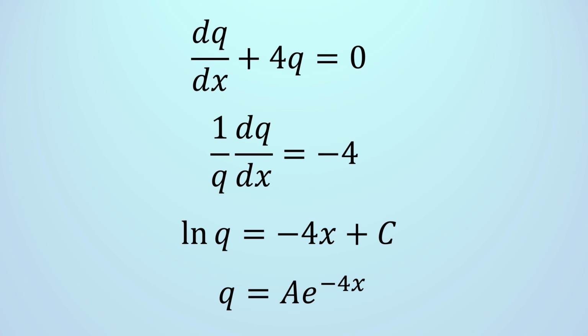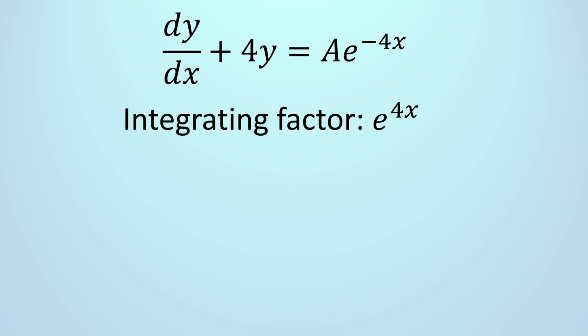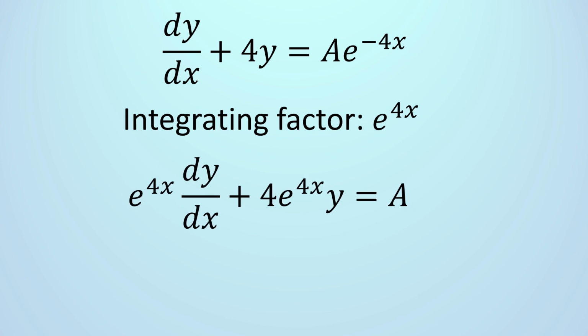Cool, but then we don't want to find what q is, we want to find what y is. So we undo the substitution to replace q with what it was. As before, this is of course just a first order exact differential equation, so we need an integrating factor, which will be e to the power of 4x this time. And this is where the real magic happens for this particular case, because now when we multiply both sides by the integrating factor, on the right hand side the e to the power of 4x and the e to the power of minus 4x will cancel out, meaning we're just left with the constant a.